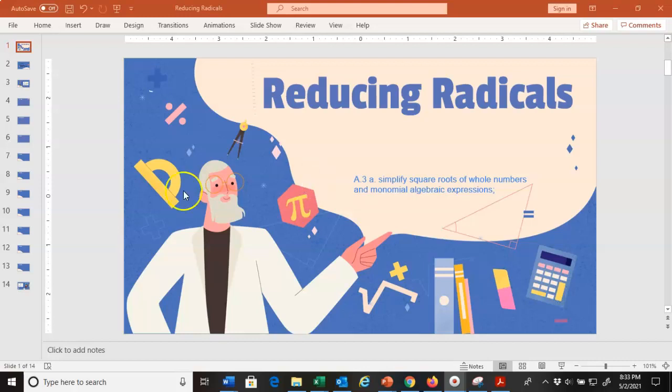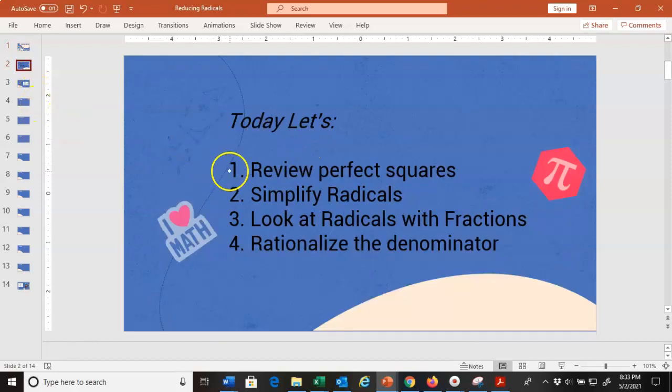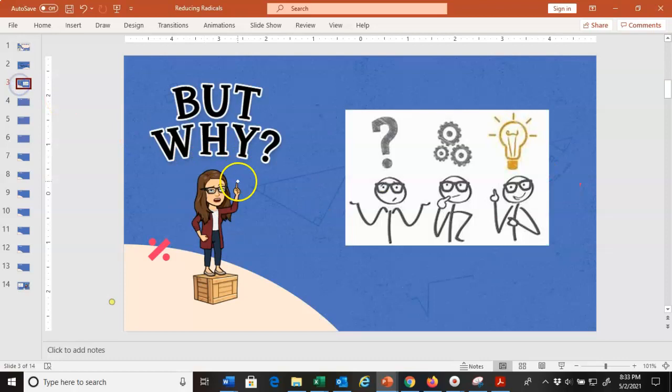In this lesson, we are going to be covering a few things. We will first review perfect squares. This is something I'm confident you guys are going to be super familiar with. We're going to be simplifying radicals, looking at radicals with fractions underneath, and then doing something called rationalizing the denominator. So let's go ahead and get started.